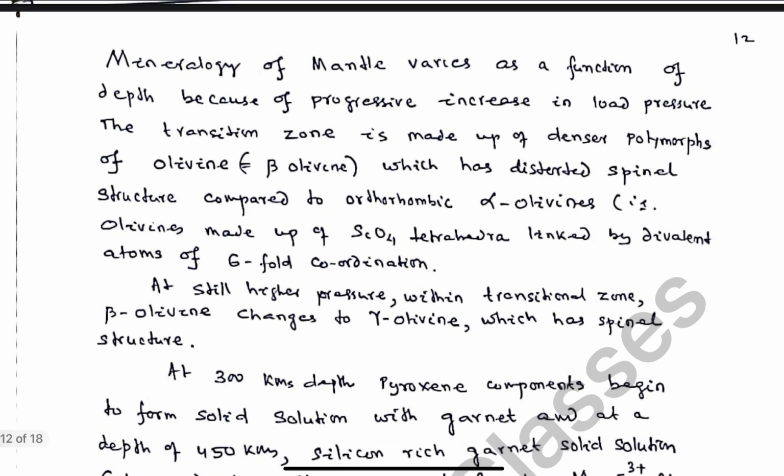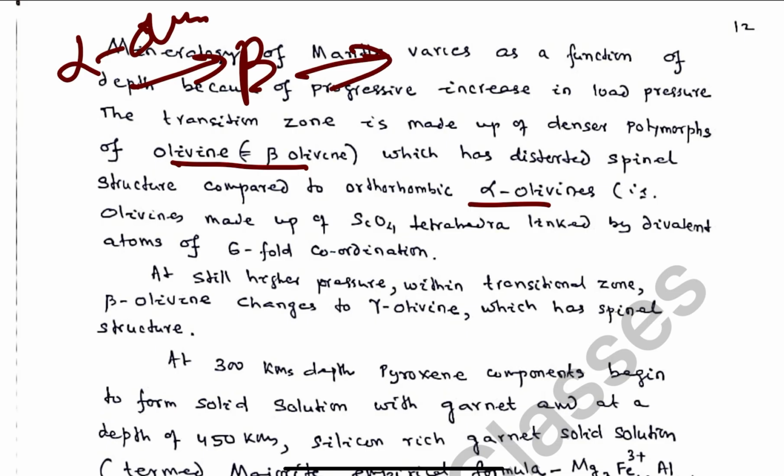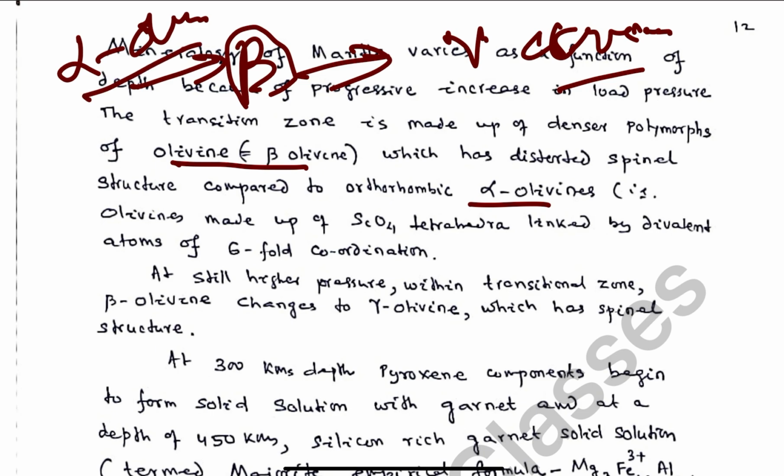And if we take into account the mineralogy, olivine changes to beta olivine to gamma olivine, particularly in the transitional zone, where the velocity of the seismic wave shows an abrupt rise. It is only because of the conversion of alpha olivine to beta olivine to gamma olivine. Gamma olivine is very compact. It is showing spinel structure. Beta olivine has distorted spinel structure. Alpha olivine has orthorhombic structure. So this is the polymorphic transformation of olivine.